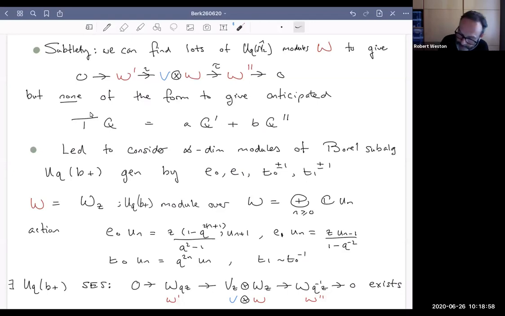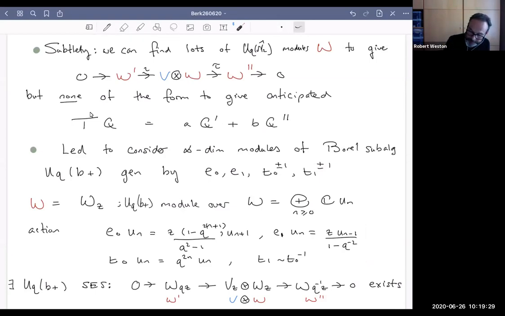Okay, so the Borel subalgebra UQ B plus is generated by this subset of the generators, and it has a wider class of representations. In particular, it has a representation, which I've written down here, that cannot be upgraded to a full UQSL2 hat representation in any systematic way. This is the representation that I'm going to choose, and this is usually called a Q oscillator representation.